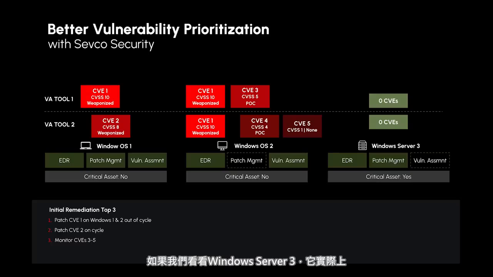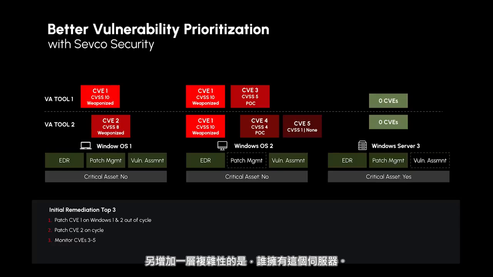If we look at Windows Server 3, it's actually been missing from vulnerability assessment scanning. And so the situation that we believed that we had of a box with no CVEs, a critical asset with no CVEs, could actually contain a lot of CVEs, and we just don't know about them. And in the situation, what if CVE 1 were sitting on Windows Server 3? It would change our prioritization story.